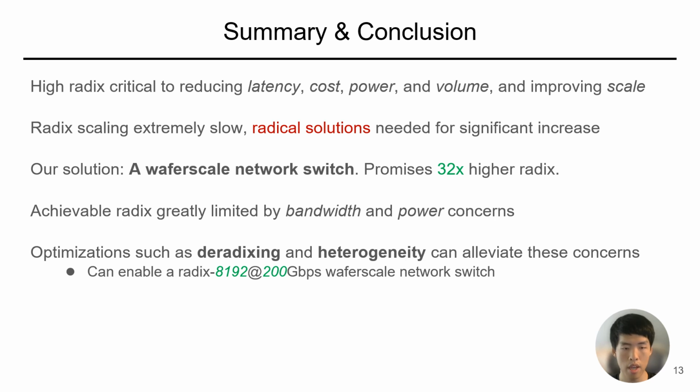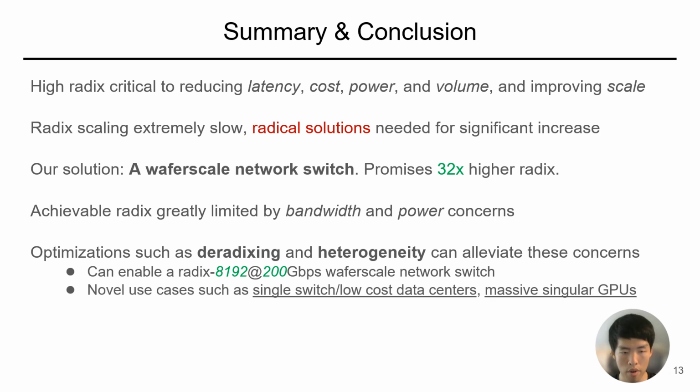These optimizations can enable a radix of 8192 200 Gbps Waferscale network switch. It opens up novel use cases such as single switch low-cost data centers or massive singular GPU. Overall, this is a ripe and fruitful area of research.